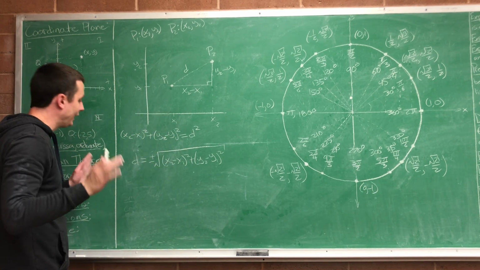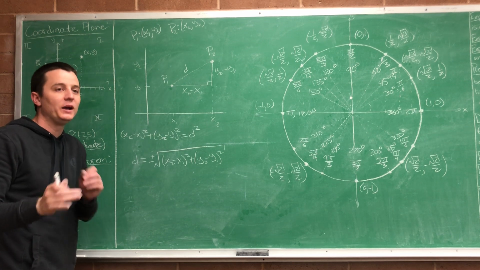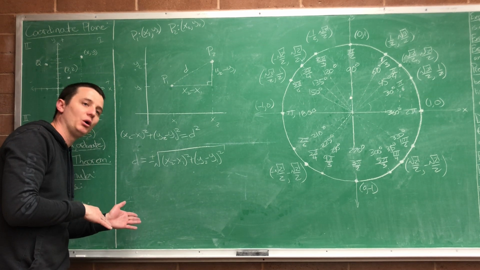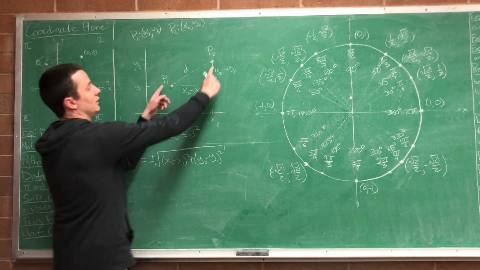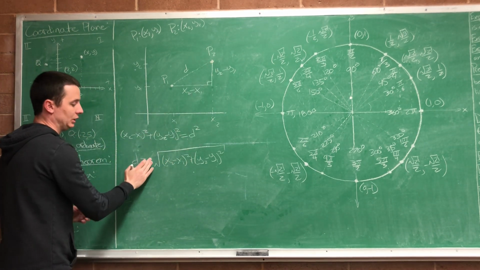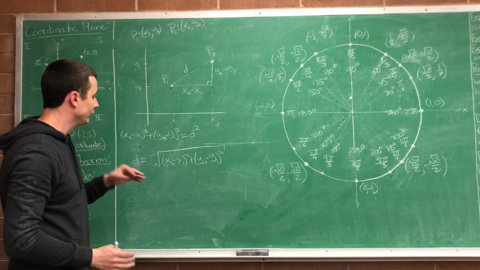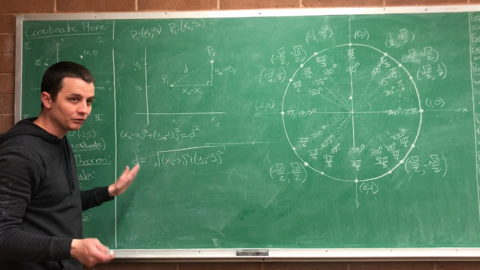Now we have no notion of a negative distance. We have directed distance, but we don't have negative distances. So when I talk about the distance from here to here, I'm always talking about the positive value, never the negative value. And so this is your distance formula. This gives you the distance between any 2 points.